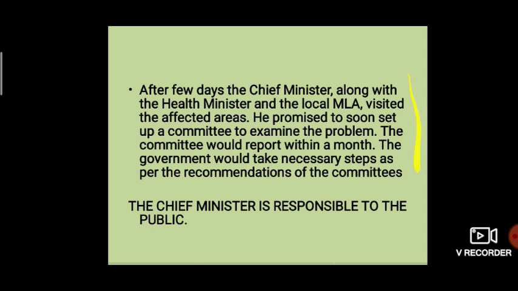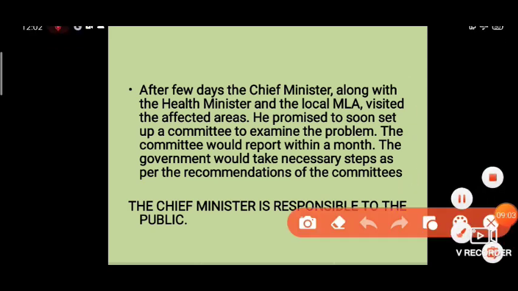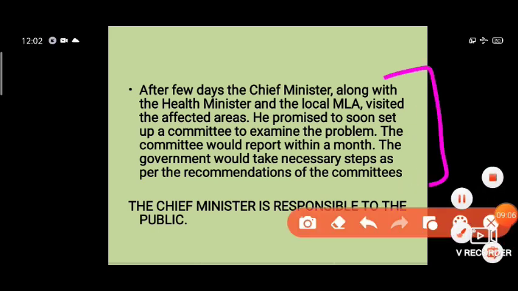See students, it is very clear from here that even if the MLAs were speaking from the opposition party, it becomes the duty of the minister to go and have a check. The chief minister did the same. After a few days, the chief minister along with the health minister and the local MLAs visited that affected area, Shastri Nagar where there was a death, and the civil lines where there was a shortage of water, and then he promised the people there that they will get the solution of this problem very soon.